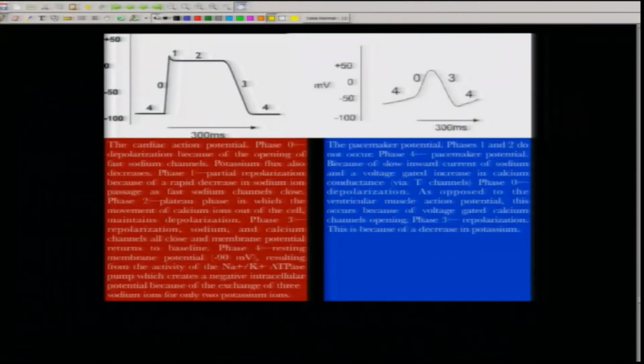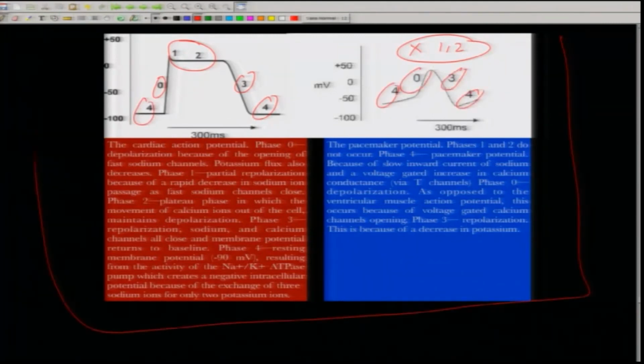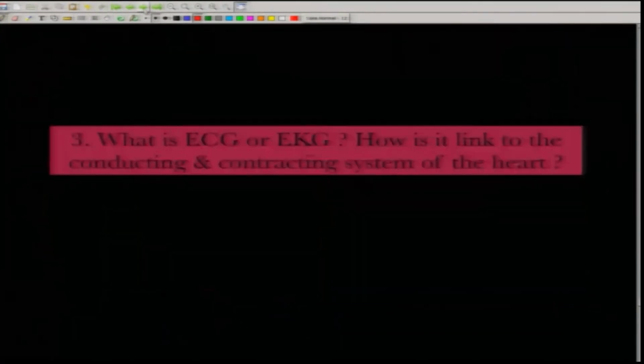You remember I told you that this part is missing, phases 1 and 2 are missing. You do not see that. Okay. Otherwise, you see everything. All these phases are there, the common phases 4, 0, 3, 4. This comparison is very critical for you to have a very clear understanding of it, and that is the reason why I put it here.